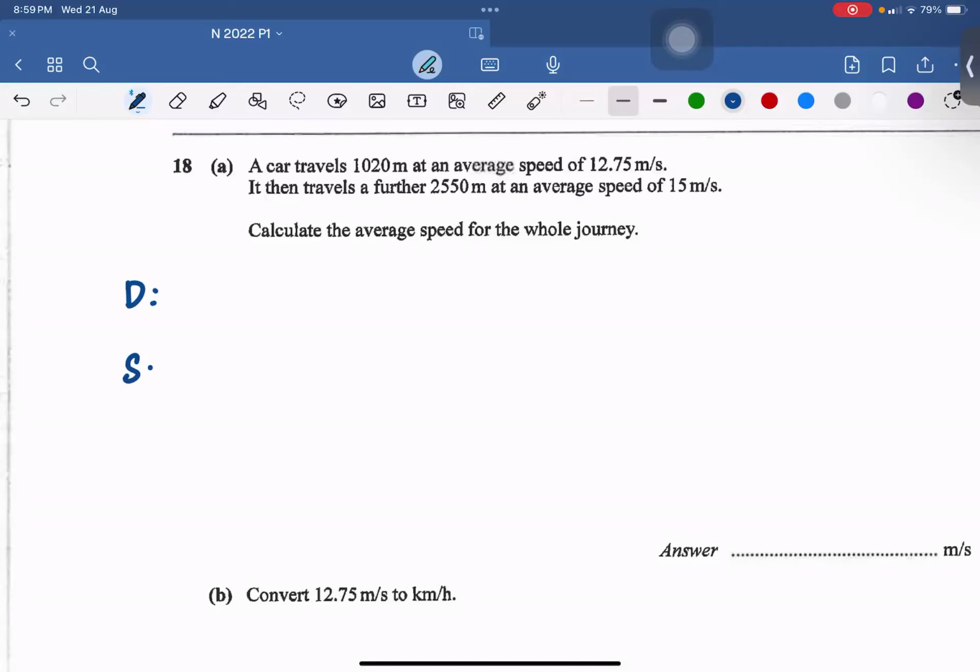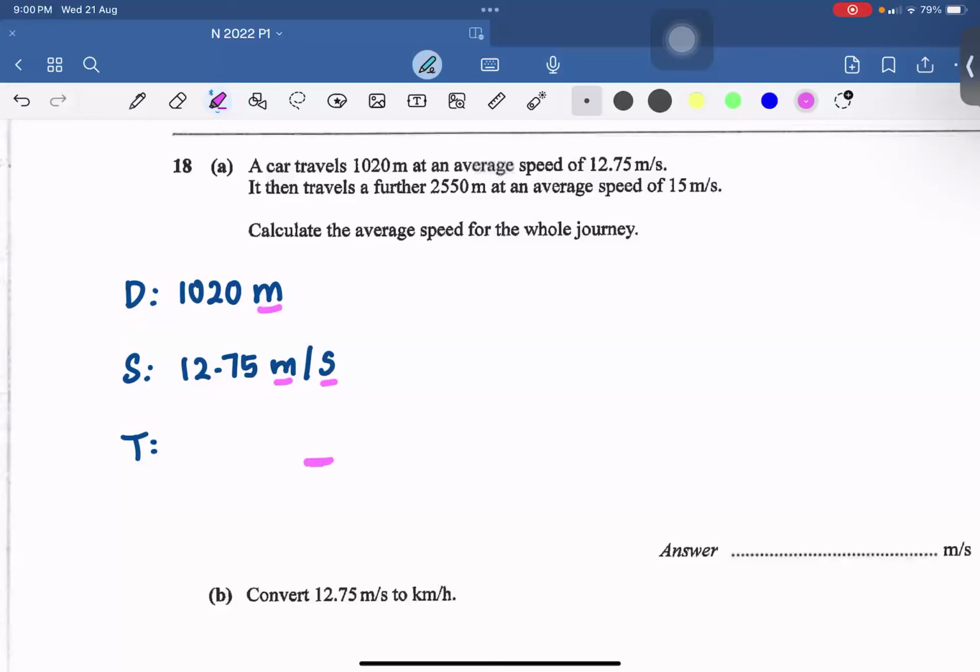D S T. Distance, 1020 meters. Always observe the units, okay? Average speed, 12.75 meters per second. If this is meters per second, can you tell me what is the correct unit for the time?